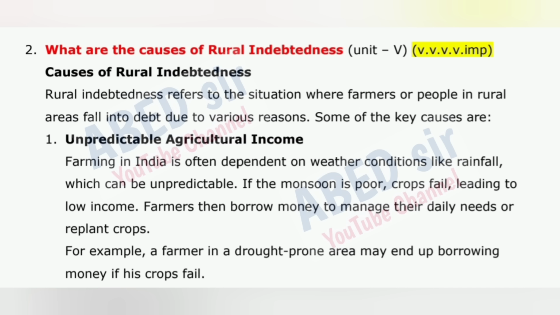Unpredictable agricultural income. Farming in India is often dependent on weather conditions like rainfall, which can be unpredictable. If the monsoon is poor, crops fail, leading to low income. Farmers then borrow money to manage their daily needs or replant crops. For example, a farmer in a drought-prone area may end up borrowing money if his crops fail.